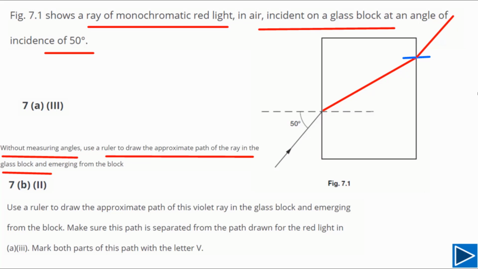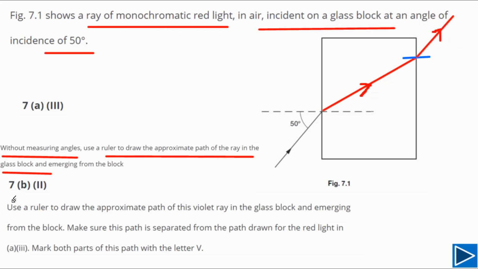It simply means that the angle of emergence, this angle, is also 50 degrees because this angle is also 50. We can also draw small arrows to show the direction of travel of light. So this is how we can draw small arrows.